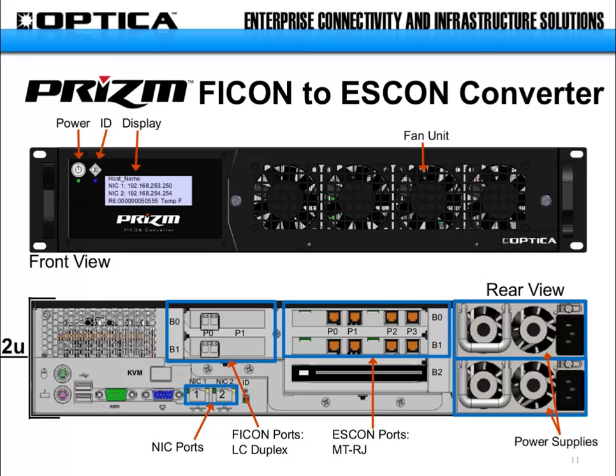This is a front and rear view of Prism itself. As you can see in the lower picture, the rear view here, the FICON ports are represented in the box on the upper left. Those ports are LC duplex connectors, so that's the FICON side. Again, 1 or 2 FICON inbound ports from the mainframe are accepted here with LC duplex. Just to the right of that are the ESCON ports. Those are natively MTRJ connectors.